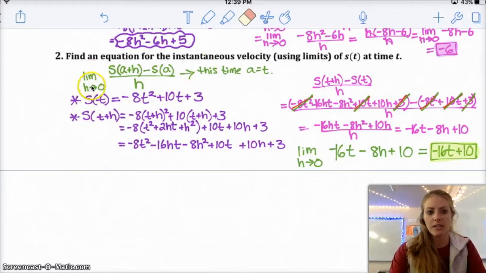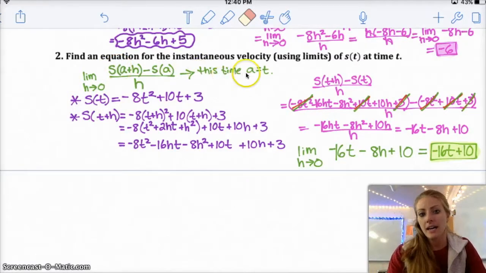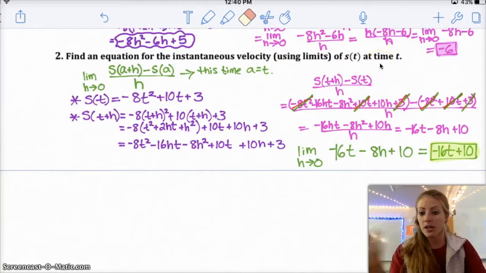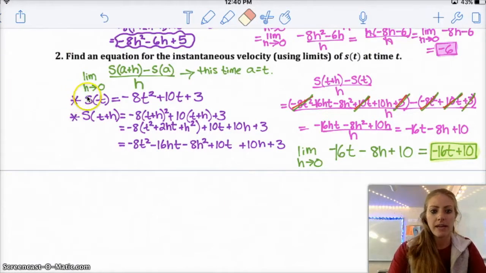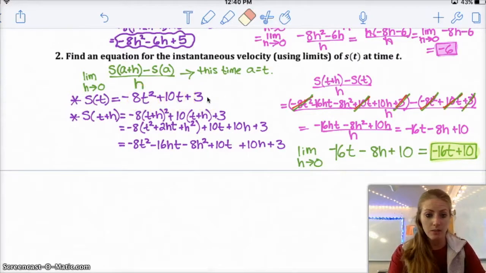So we started again with the limit as h approaches 0, this is like the thing that we started our notes with. But this time a is just a variable. It's just t. We don't know what time. Basically what we're trying to do is find an equation that gives us the instantaneous velocity at any time of that particular function. So here's my s of t, negative 8t squared plus 10t plus 3. We already know that. That's given in the problem.